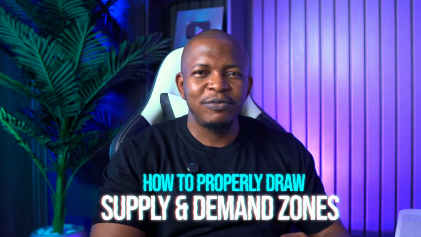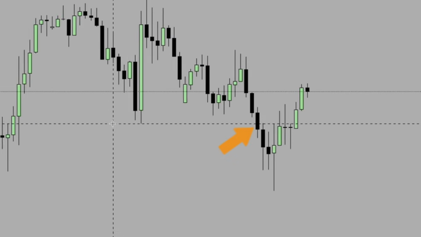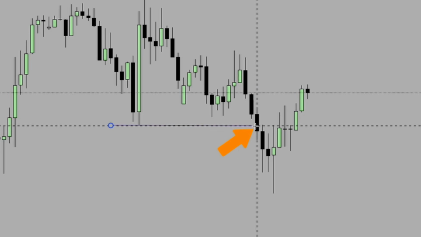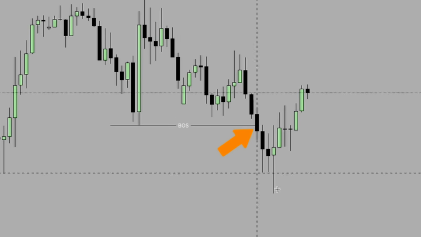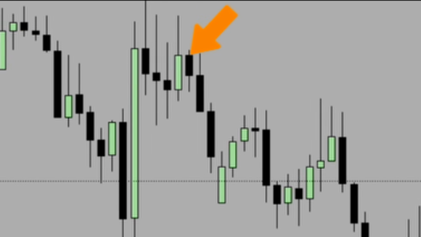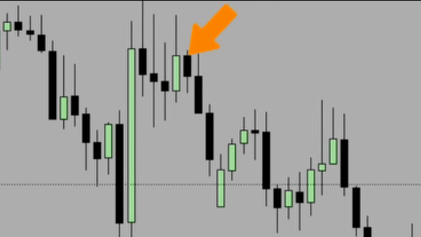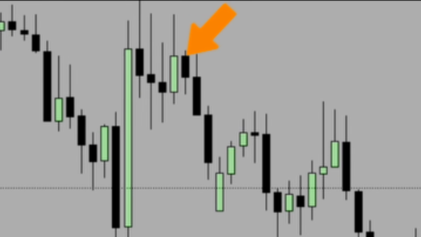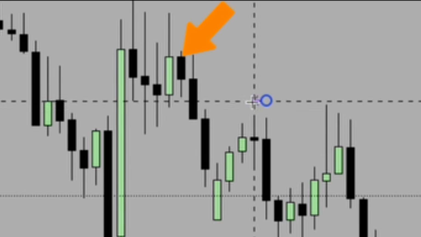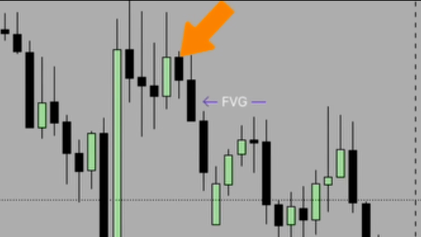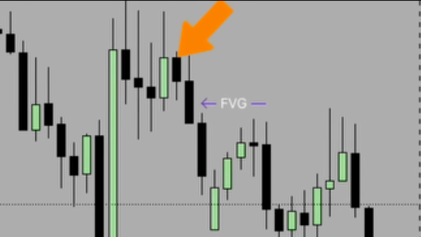Most people either draw them too big, so the zone becomes useless, or too small, so they miss the trade completely. Here's how I do it. So step one, it starts with a break of structure. That is your signal something has shifted in the market. Two, I find the origin candle that caused that break, the last candle before a strong move down from supply or up from demand. Then three, make sure there is a fair value gap right after that candle.